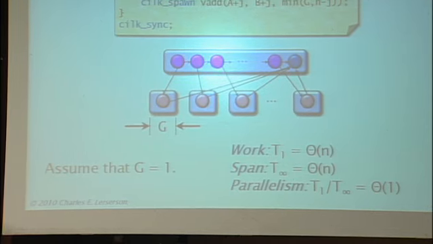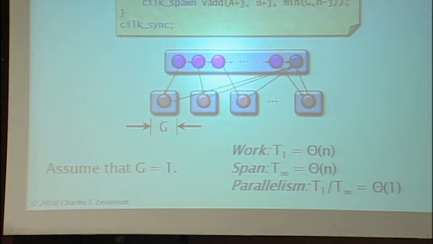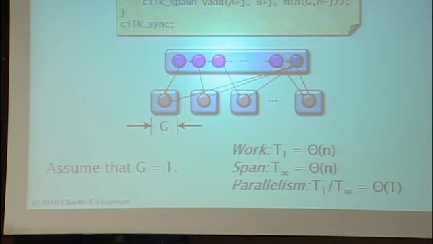Yeah, Eric? Should there be a cilk keyword in the VAdd too? In the where? In the VAdd? No, that's serial. That's right, serial code. But if you're going to call it with cilk_spawn, don't you have to declare it cilk?